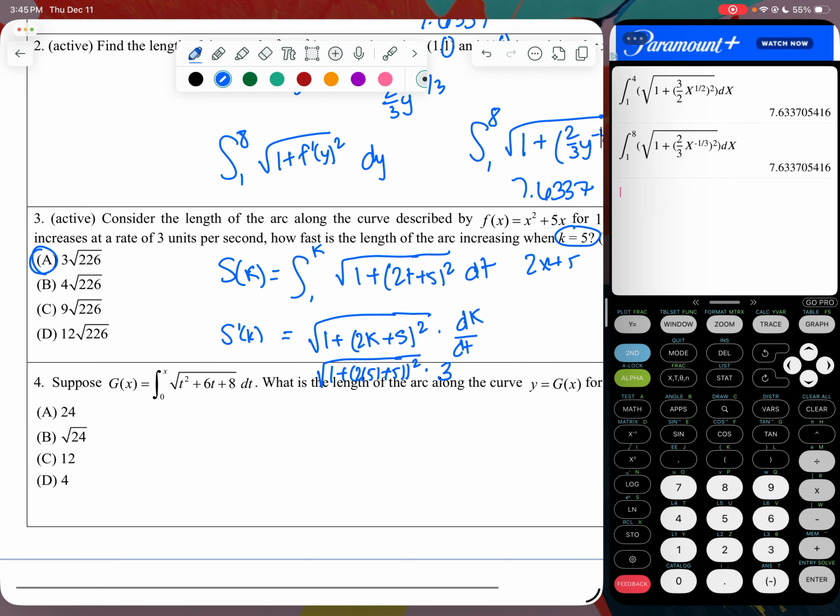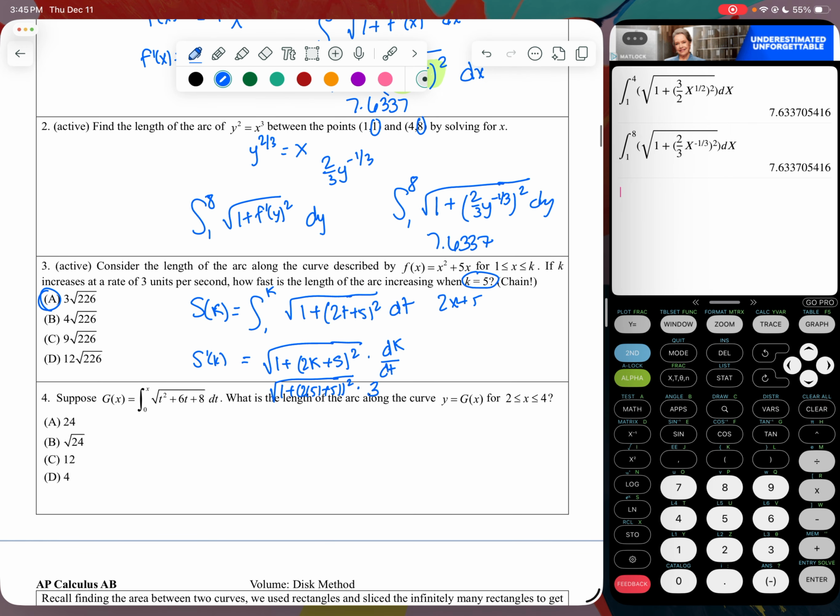And then for number 4, it's asking us what's the length of the arc along the curve y is equal to g of x from 2 to 4. So we need to take the derivative of this, which then gives us x squared plus 6x plus 8 times 1 by using the chain rule.